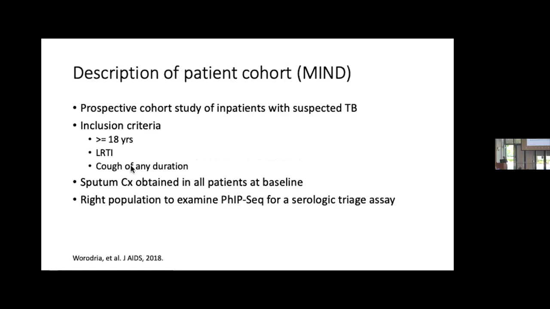So my colleague, Jitya Kadabanchi, who's a pulmonologist at UCSF, had been involved with a cohort years ago called the MIND cohort, which is basically a prospective cohort study of inpatients with suspected TB. It was all adults with lower respiratory tract infections and cough of any duration. The key thing was that a sputum culture was obtained in all patients at baseline. So you really had ground truth for whether they had TB or not. So in the quest to find a serologic triage diagnostic for TB, this was a really excellent population to start looking at.